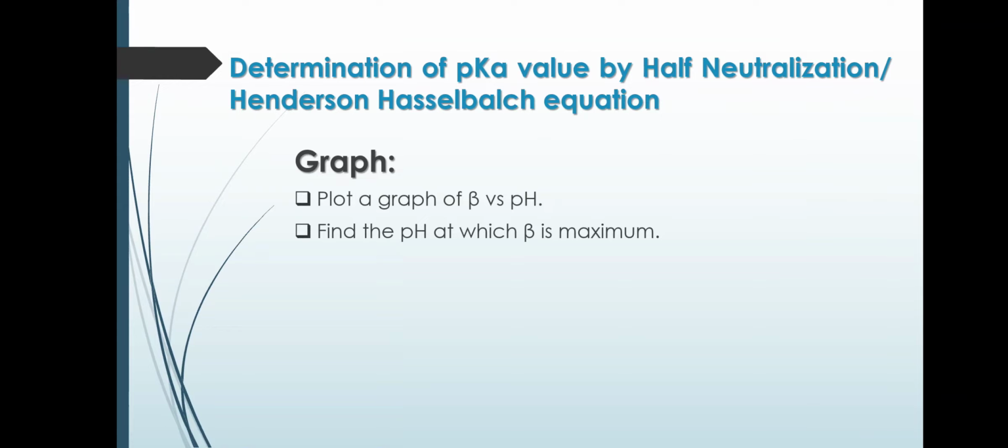Plot the graph of beta versus the pH readings which you have got in the observation table, and find the pH at which the beta is maximum. You have to find out the pH reading at which beta is maximum, that is beta max.